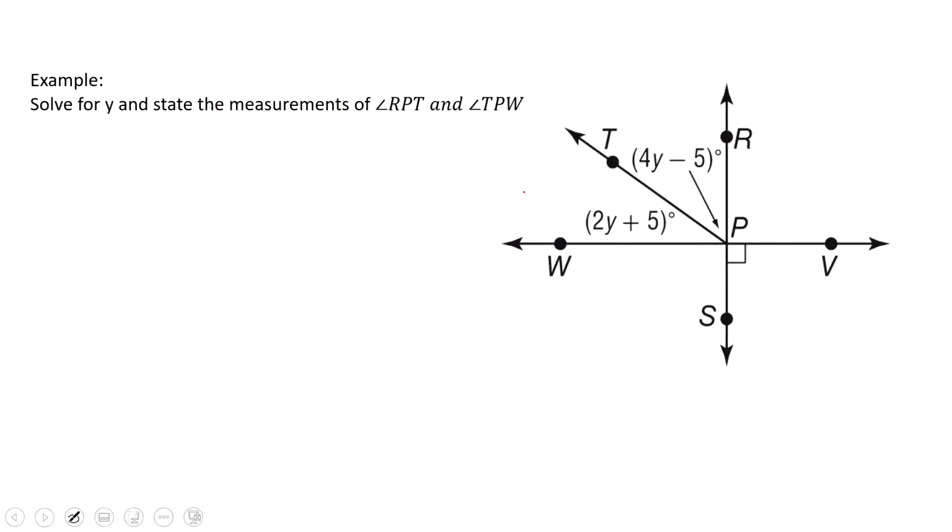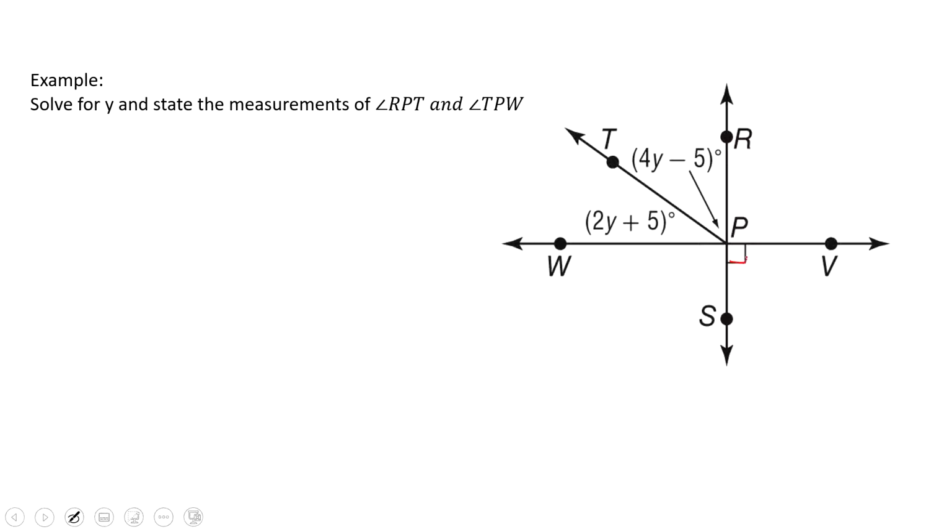Here we're working with complementary and supplementary angles with perpendicular lines, tying in with that rather than the full-on transversal stuff. So it gets a little bit easier because we're pretty much specified into what we're looking at as we look at our equation. So in this example, we're solving for y and finding the measurements of the two angles.